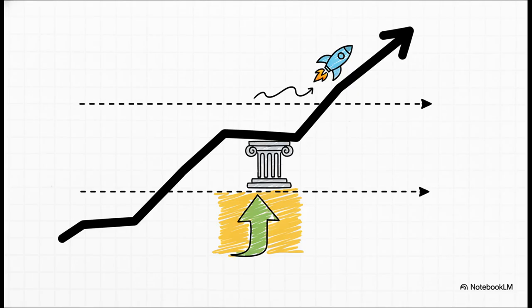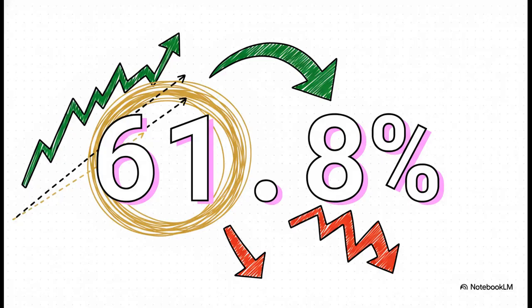Next is the 50% level. Now, it's not a true Fibonacci number, but it is a huge psychological level. It's the halfway point, and big institutions often place their orders right there. But the most important level of all is the 61.8% level. We call this the golden pocket. This is the line in the sand. It's the most common and respected area for a healthy trend to find support before continuing its move.